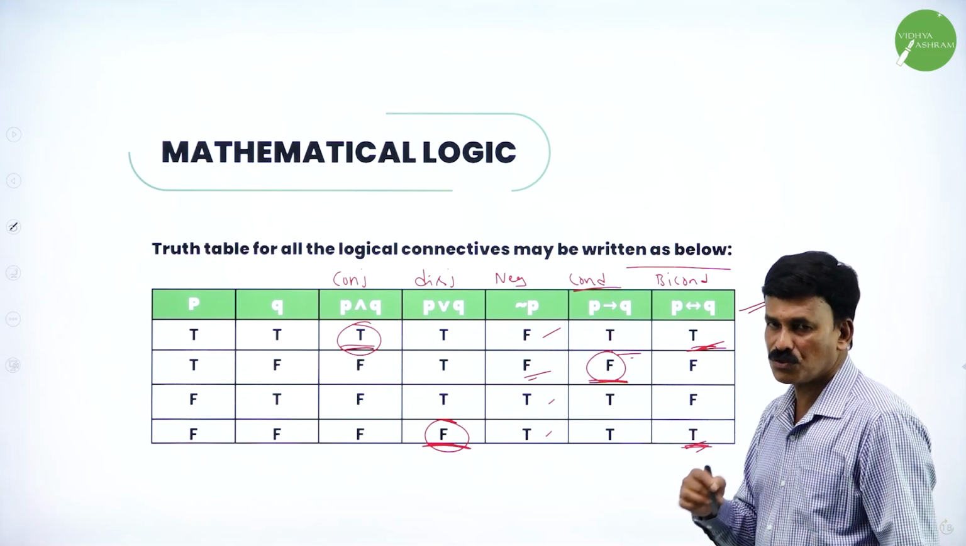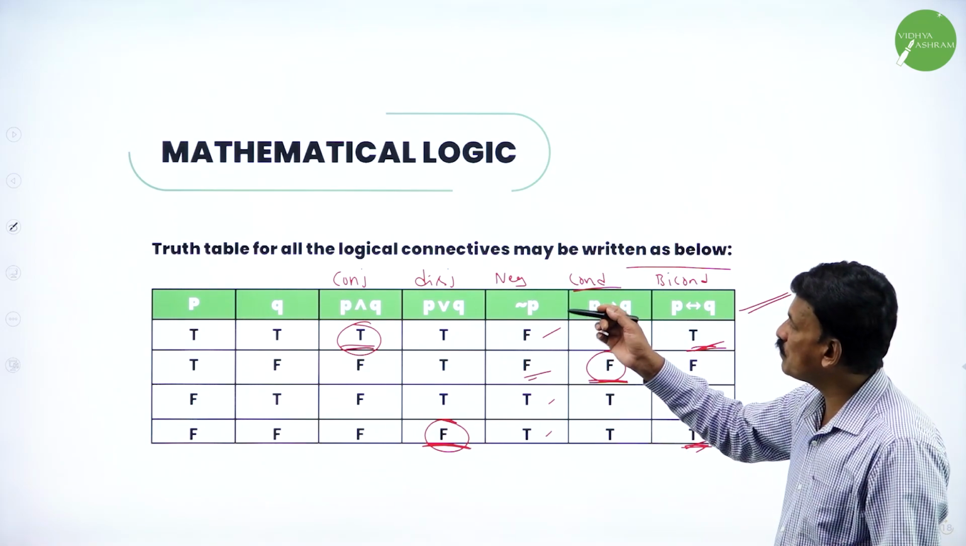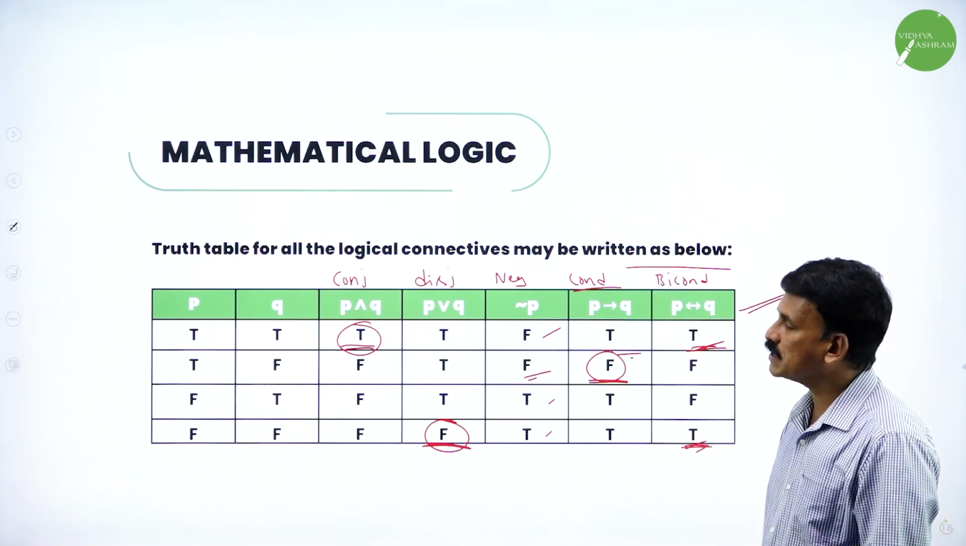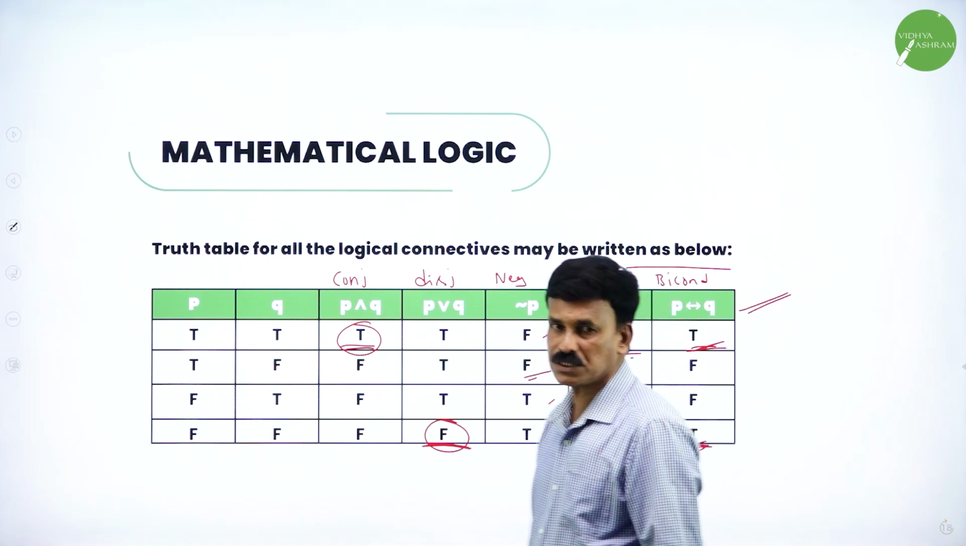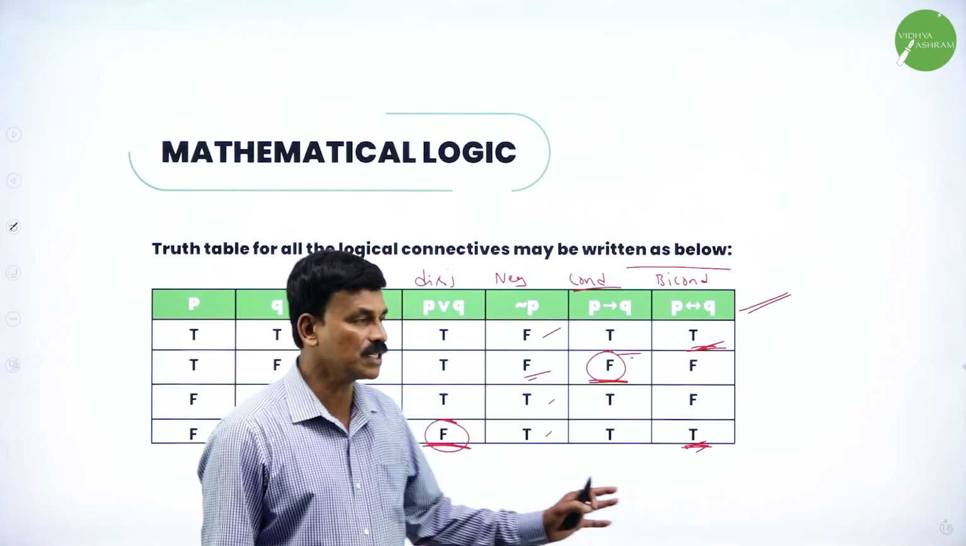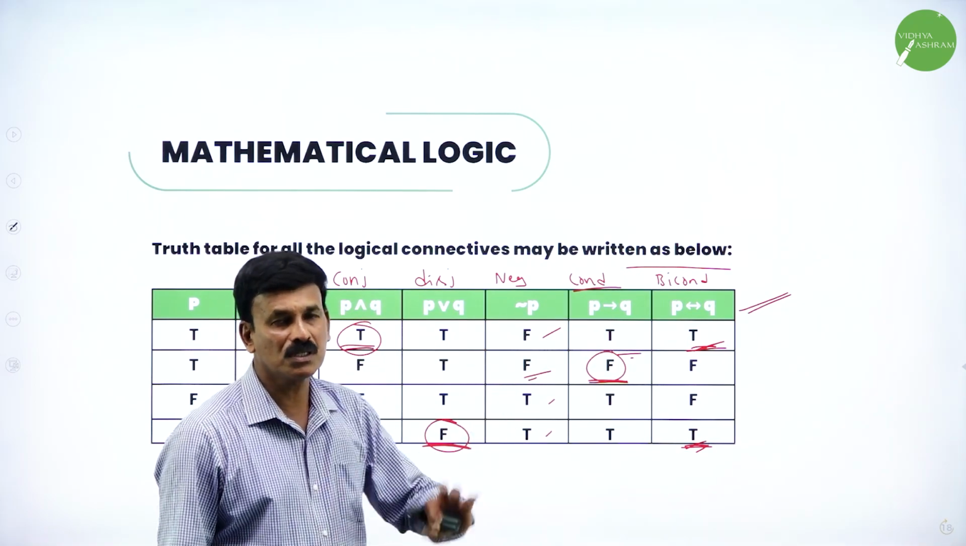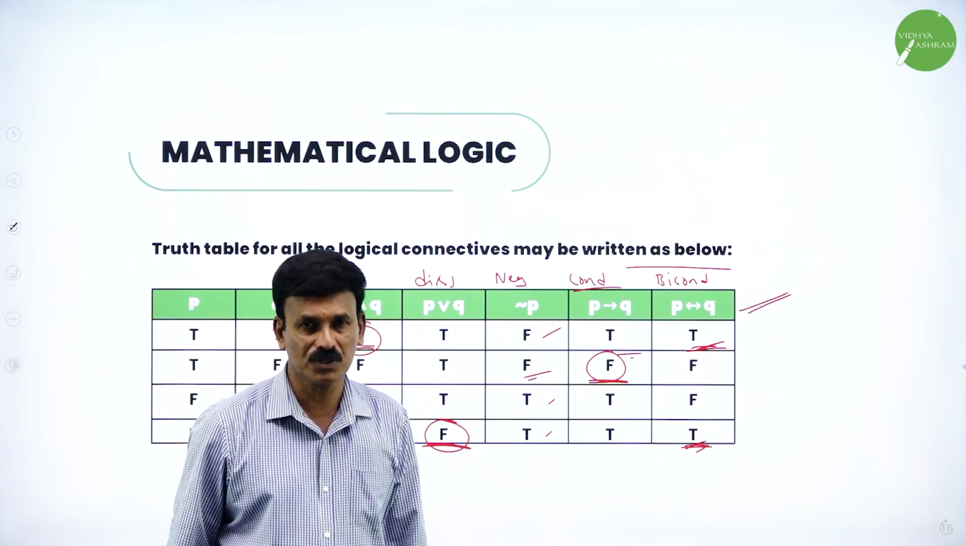This is how we are going to remember the truth table for all the logical connectives: conjunction, disjunction, conditional, biconditional and the negation. So, this is very important. Once you know this table, you can solve any problems in 5 marks, right?